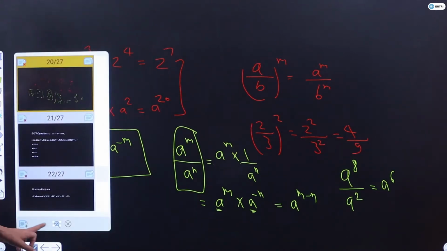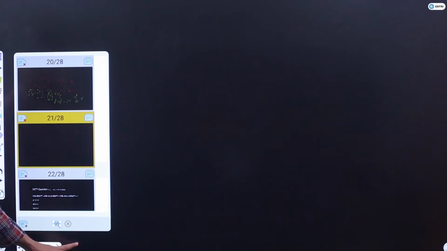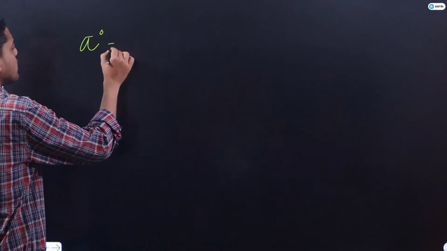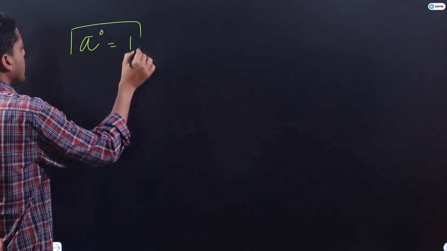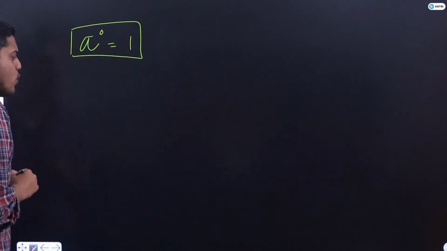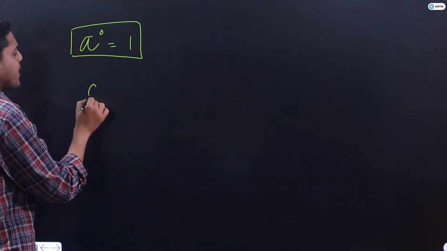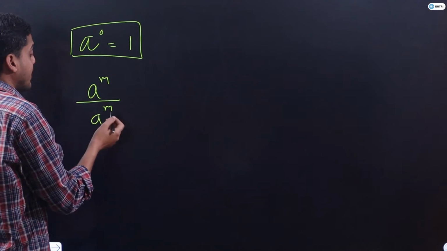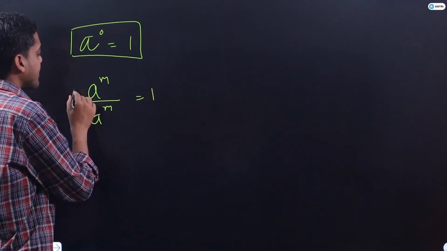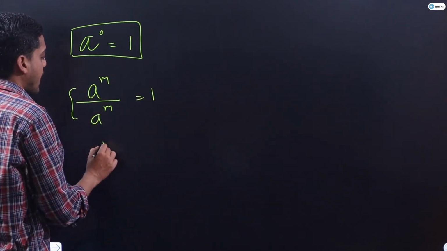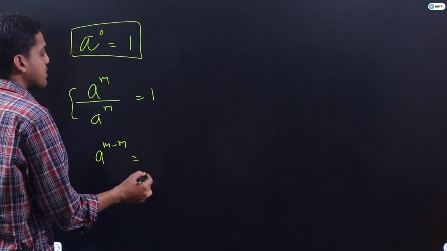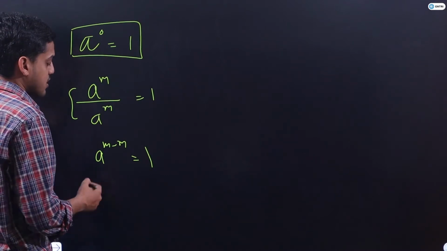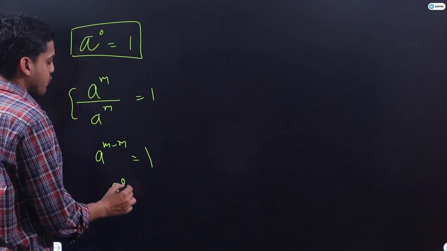If I tell you what a to the power 0 is, a to the power 0 will always be equal to 1. So any number to the power 0 will give you the value 1. Why? Because if I am writing a to the power m upon a to the power m, definitely they will get cancelled and it is equal to 1. Can I write this as a to the power m minus m? Definitely you can write this by our former expression that we have discussed. So a to the power 0 is equal to 1.